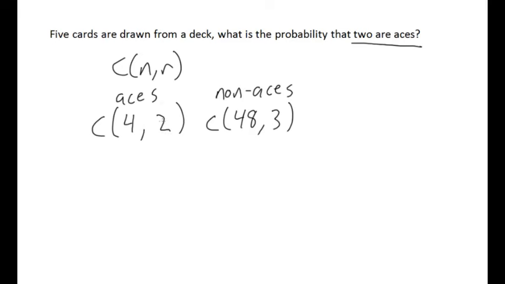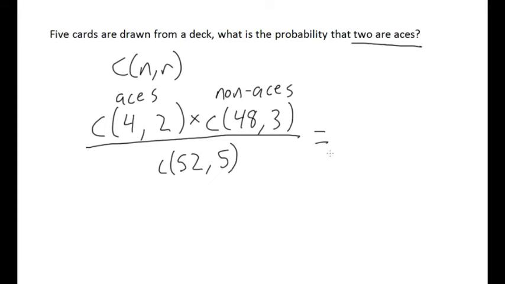So since we want 2 aces and 3 non-aces, we'll multiply these together. And then we'll divide by the total number of ways in which 5 cards can be drawn from 52. So in this case, we will use 52 because we have 52 total cards and we want 5 total cards. So the N and the R agree here. And so if we calculate this out, what we end up with is a decimal that's approximately 0.0399.